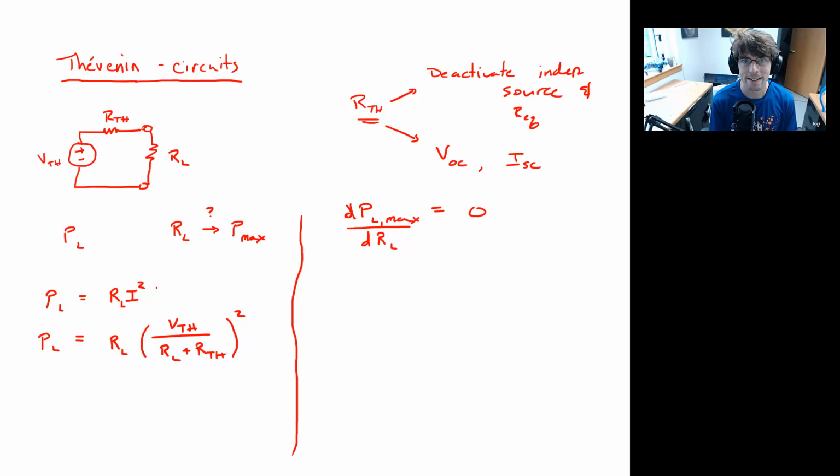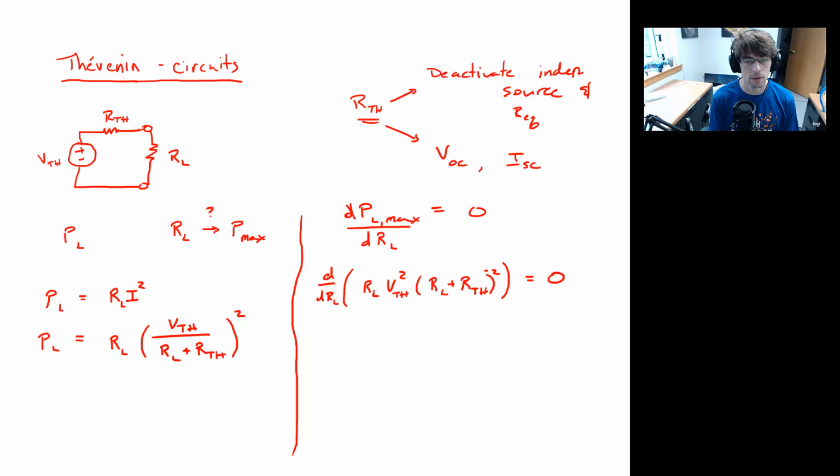You got it? Good, good. So let's go ahead. So what we have here, d/dRL, and I'm going to write this as RL V Thevenin squared, and then I'm going to write it as RL plus R Thevenin squared, to the negative, equals 0. I just do it that way because, I mean, you could do the quotient rule, low d high minus high d low over the square of what's below. Okay? I prefer to do the product.